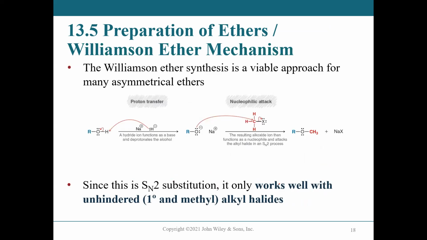Williamson ether synthesis is a viable approach for many asymmetrical ethers. That means it doesn't have symmetry, right? So this R group could be CH3, it could be like a propyl group or an ethyl group. That's what they mean by asymmetrical. We wouldn't really want this to be a tert-butyl group because then we wouldn't be able to do an SN2 reaction.